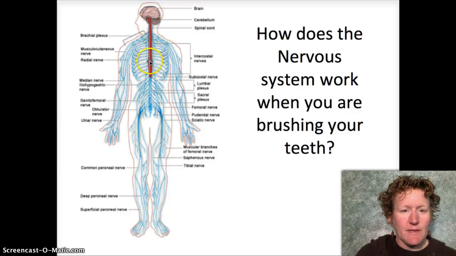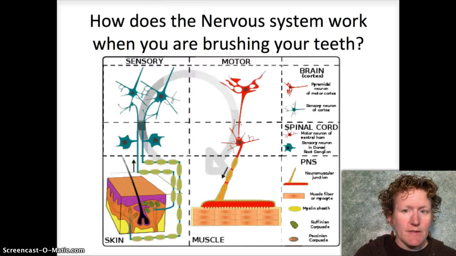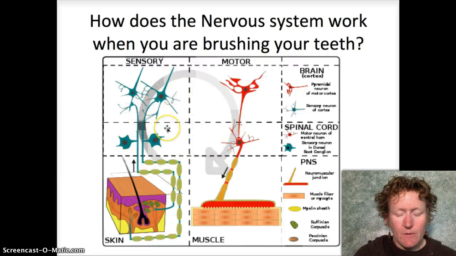Remember, both of these systems, the central nervous system and the peripheral nervous system, are going to be involved in both motor neurons and sensory neurons are going to be involved in pretty much you doing anything.